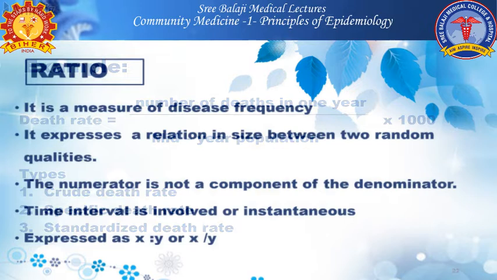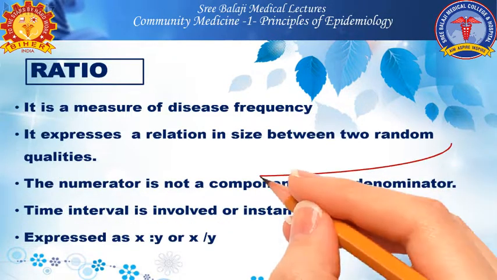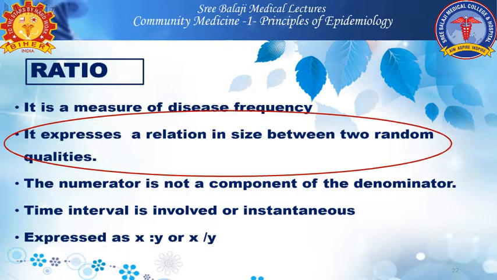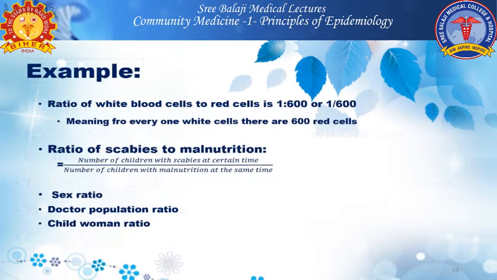Ratio, again, it is a measure of disease frequency. It expresses a relation in size between two random quantities. The most important feature in ratio is that the numerator cannot be a part of the denominator. For example, we have the male-female ratio, where male and females are two different entities. Likewise, dead, alive, deceased, non-deceased.